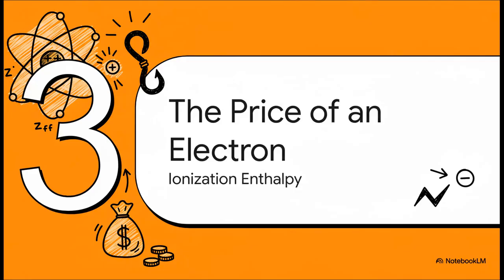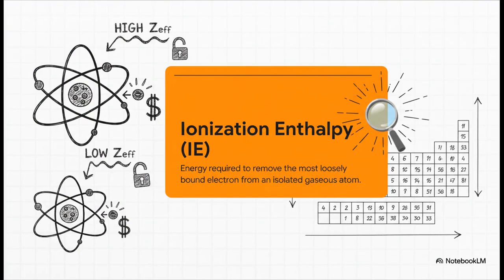Okay, so Zeff tells us how tightly the nucleus holds onto its electrons. It makes sense then that it also determines the price you have to pay to take one of those electrons away. And that price has a name: ionization enthalpy. Put simply, ionization enthalpy is just the energy it costs to pluck off an atom's outermost electron. Think of it like this: if an atom has a high Zeff, that's a really tight grip, so the price to remove that electron is going to be high. If the Zeff is low, the grip is loose, and the price is cheap.